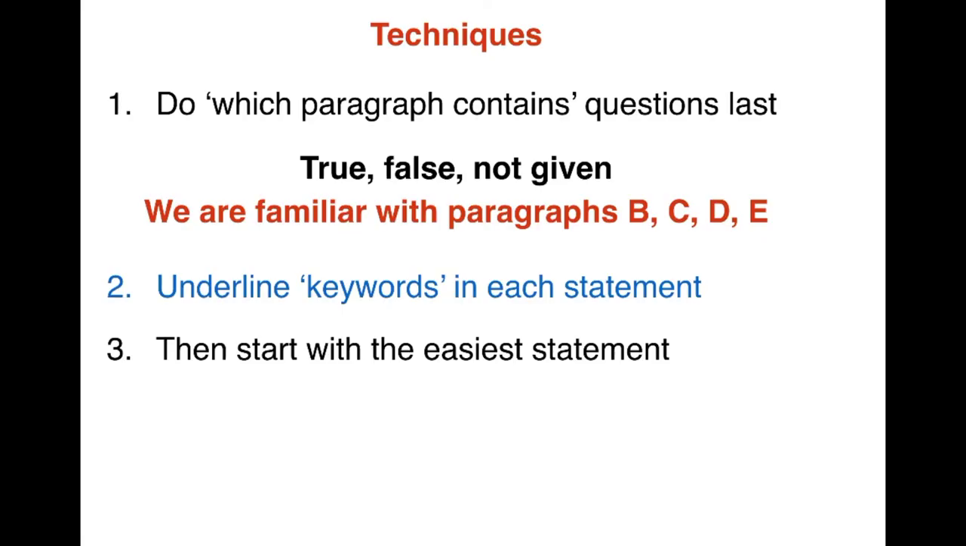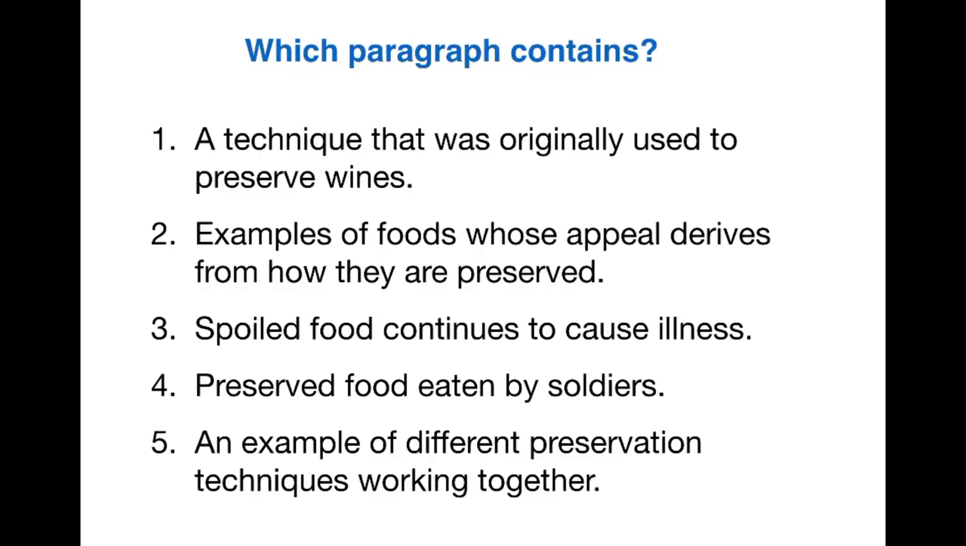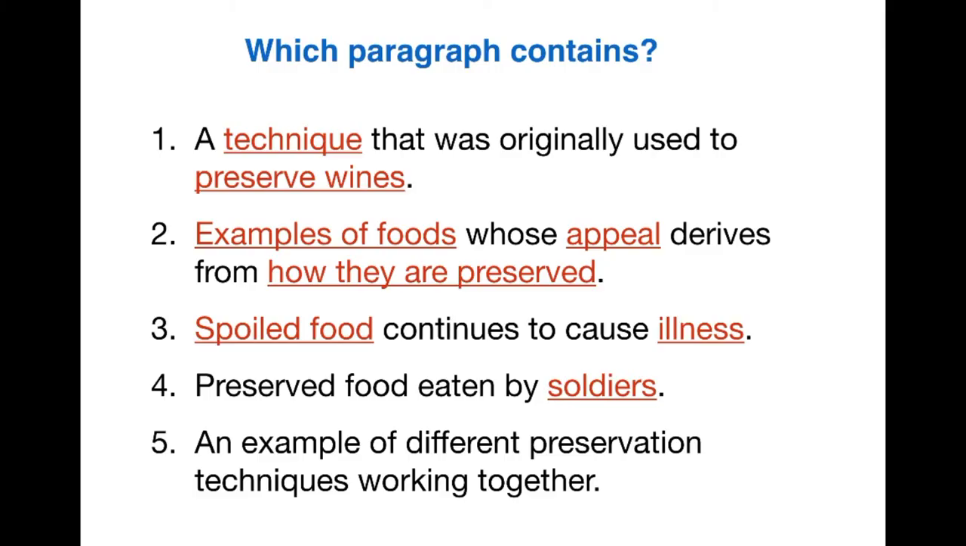So here are the which paragraph contains statements. 5 questions. Number 1, a technique that was originally used to preserve wines. 2, examples of food whose appeal derives from how they are preserved. 3, spoiled food continues to cause illness. 4, preserved food eaten by soldiers. And 5, an example of different preservation techniques working together.